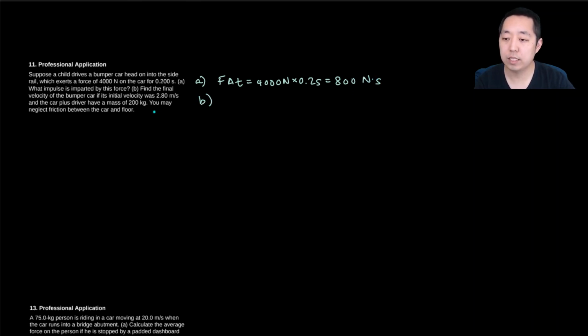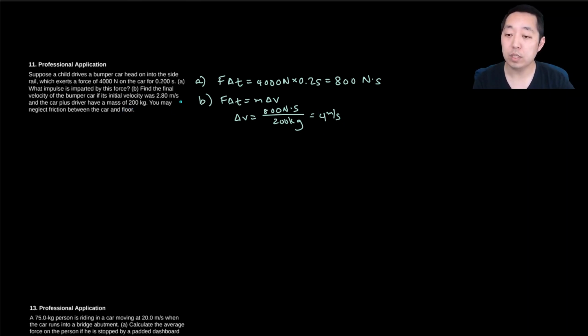Find the final velocity of the bumper car if its initial velocity was 2.8 meters per second and the car plus driver mass is 200 kilograms. So this impulse, F delta t, is equal to m delta v. And so delta v would be the impulse, which is 800 newton seconds, divided by the total mass of the object that's changing its velocity. And that's 4 meters per second. So the delta v is 4 meters per second.